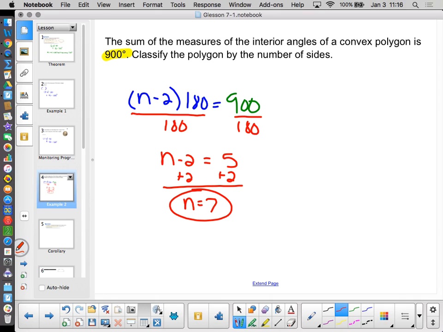Obviously, it has to be a whole number of sides here. This number cannot be a fraction. I can't have a 3.5-sided polygon or a 7.23-sided polygon. It has to be a whole number. If it gets something other than a whole number, one of 2 things happen. Either it's impossible, or you've made a mistake in your calculations and should go back and check. So if you get something that's not a whole number, make sure you go back and check and make sure that you've done your calculation correctly.